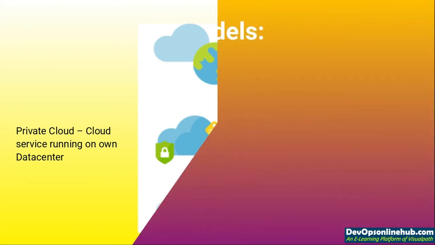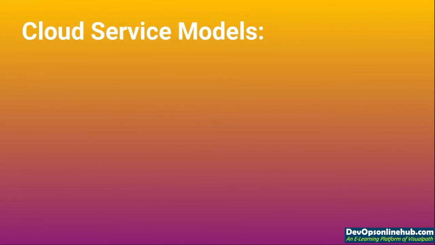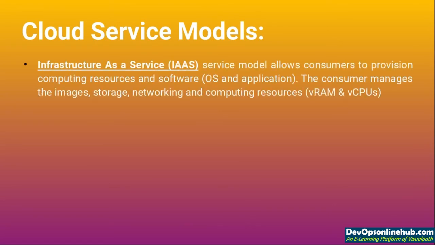So as we saw the deployment models, now we will be seeing what are the service models available in cloud space. There are three distinct models available. The first one is infrastructure as a service. What is infrastructure as a service? In this service model, consumers are allowed to provision their computing resources by themselves: they deploy the instances or servers and the software on top of that, and they also manage the images for their servers. Images are like templates which you use to deploy your server or application.